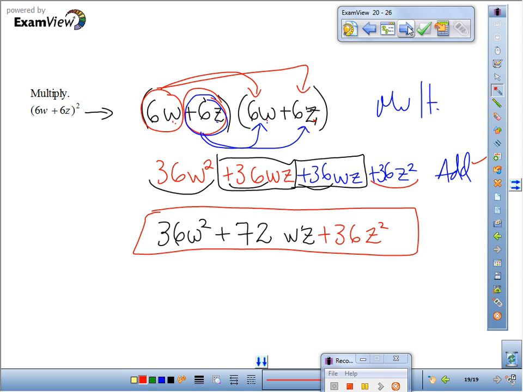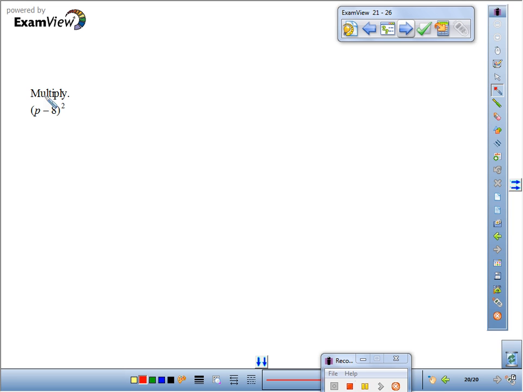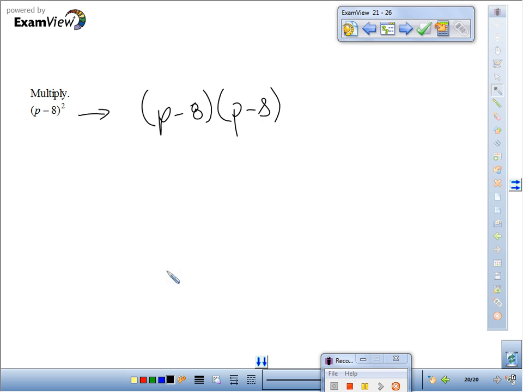Number 21. Look at this one. Multiply. We need to do what? Rewrite it, right? So this means p minus 8 squared means p minus 8 times p minus 8. I'm going to start with my first term. p times p, p squared. p times negative 8, negative 8p.